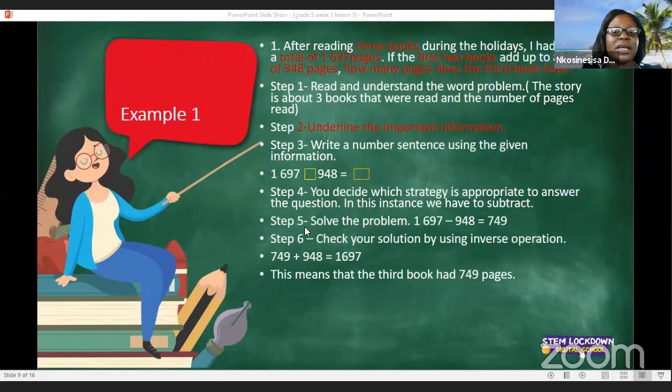And then the last one, that's step 5. You solve the problem. So how do you solve the problem? You use the strategies that your teacher taught you. And then step number 6, you check your solution by using inverse operation.